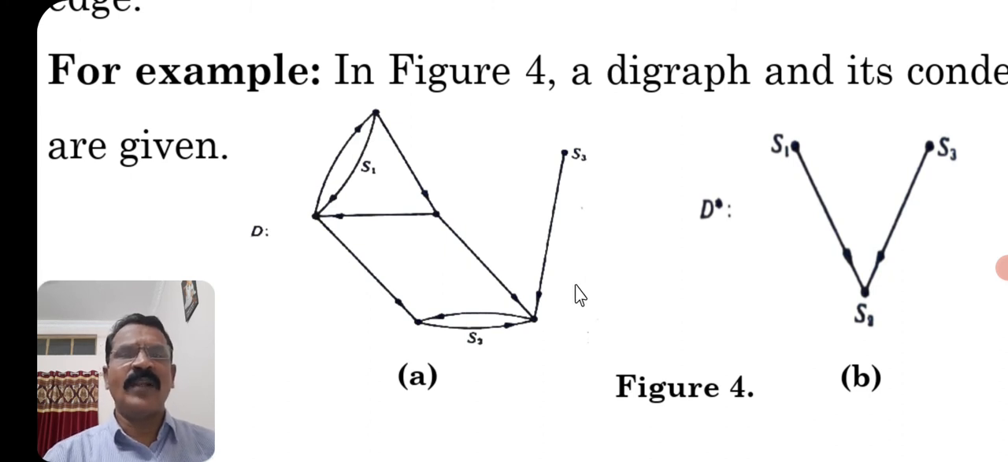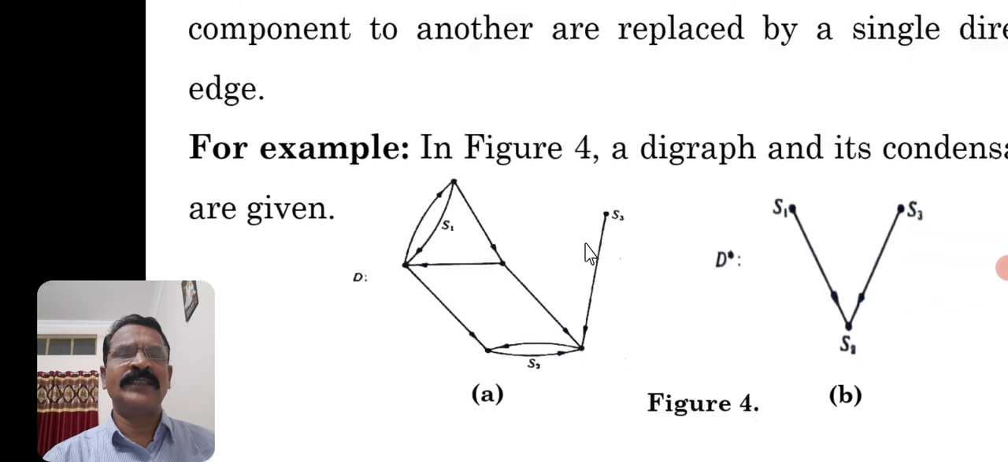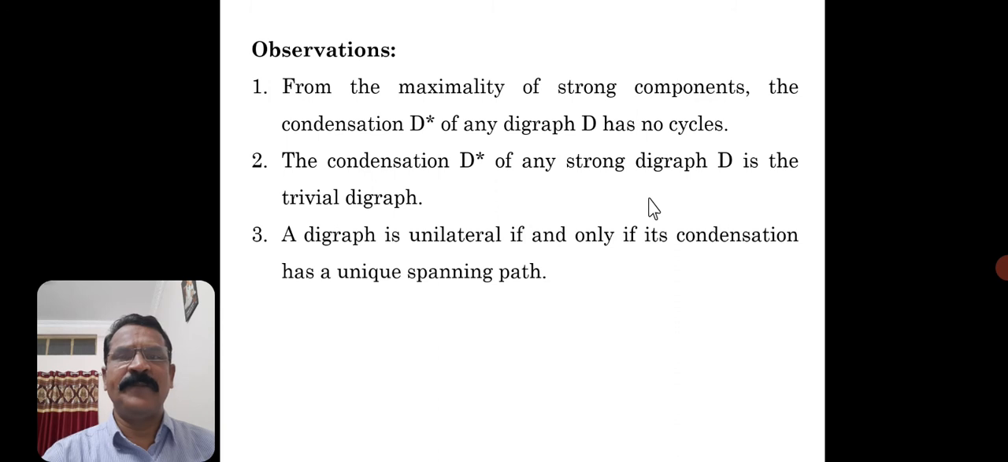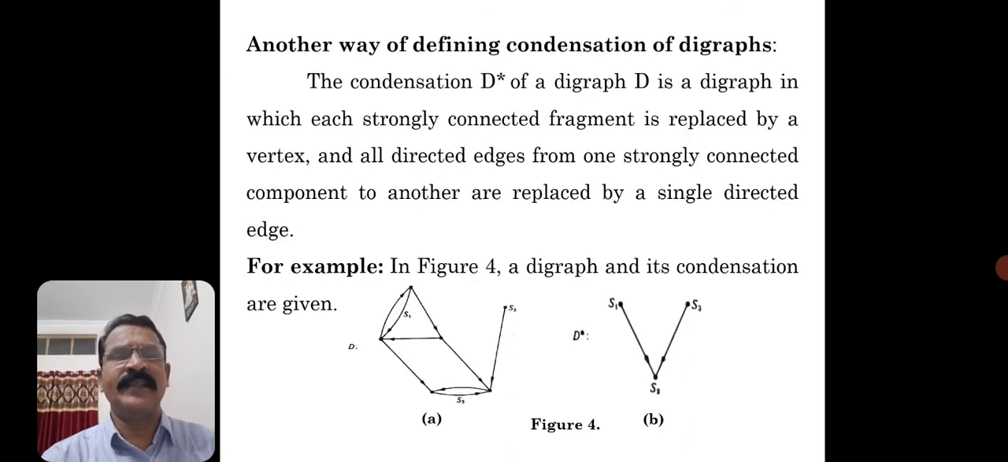Now, what are the observations on this definition of the condensation of a digraph? Let us think. There are some observations based on the concept. From the maximality of strong components, the condensation D star of any digraph D has no cycles. You can see the previous example. This is the condensation of this graph. There is no cycle at all. This is one important observation.